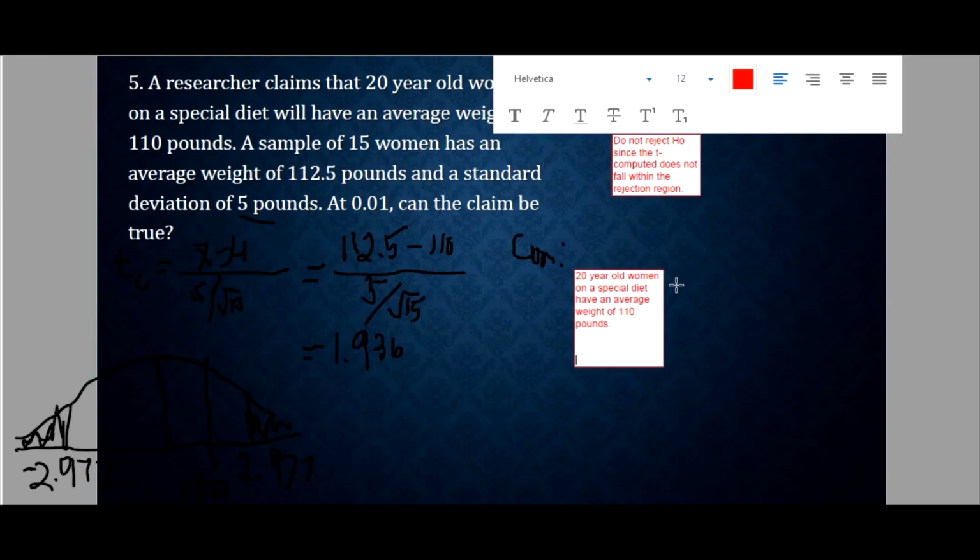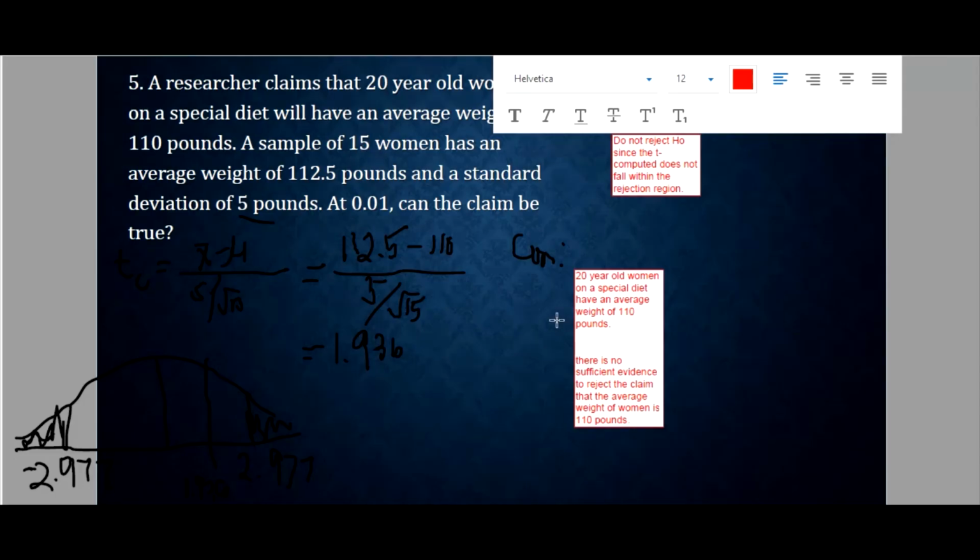Or you may say that there is no sufficient evidence to reject the claim that the average weight of women is 110 pounds. So you may choose between the two.